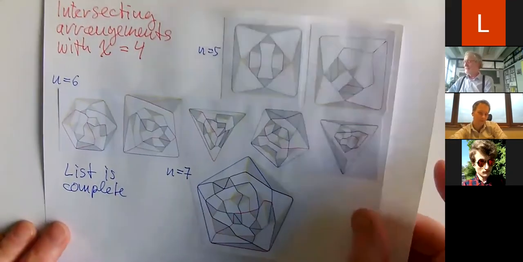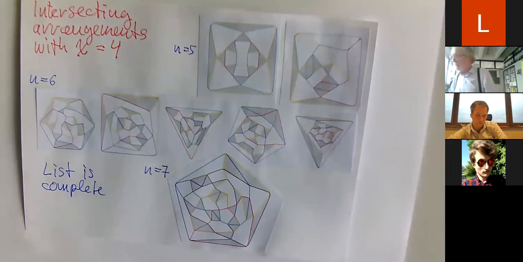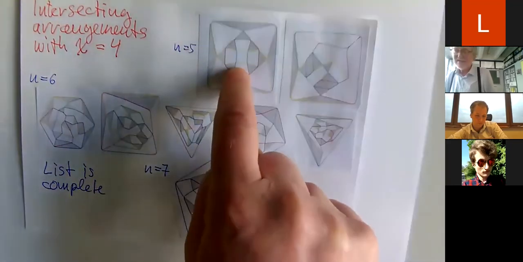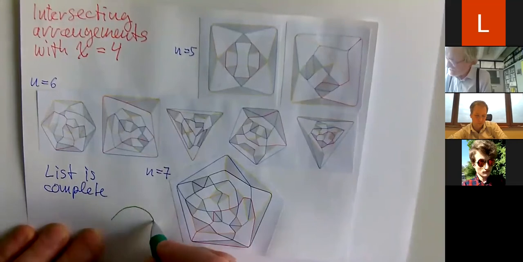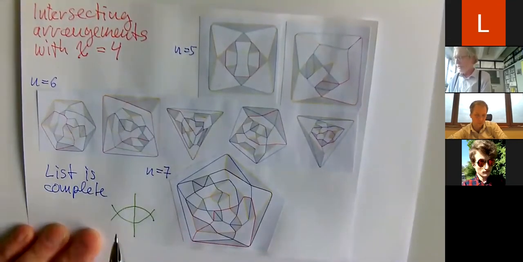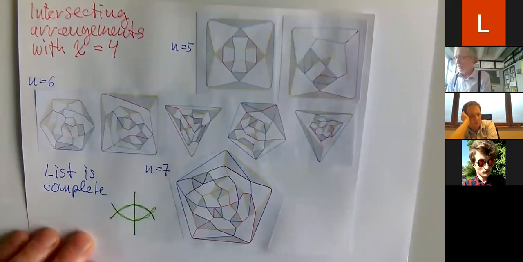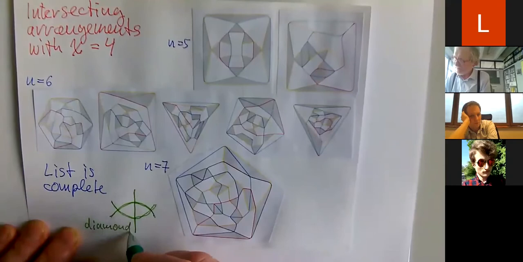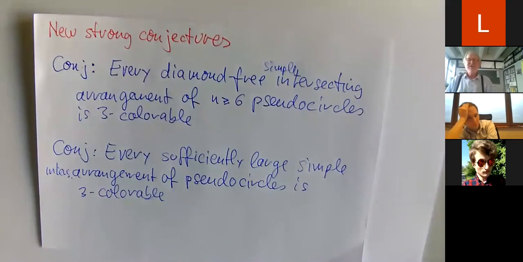Yeah, and on the basis of this, if you go and look at these examples, then you find that the first one, this one that we discussed, is somehow special. This is the only one where you don't have this configuration: two triangles sharing an edge. And we call it a diamond. On the basis of this enumeration, we have two stronger conjectures. Every diamond-free simple intersecting arrangement of at least six pseudocircles is three colorable.